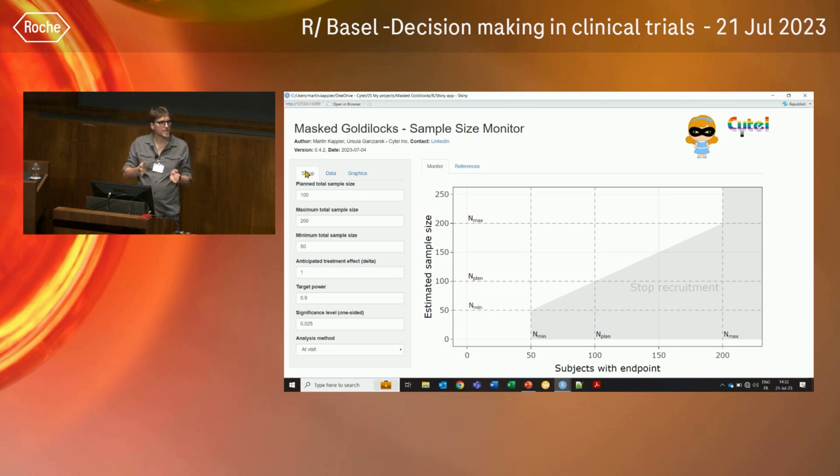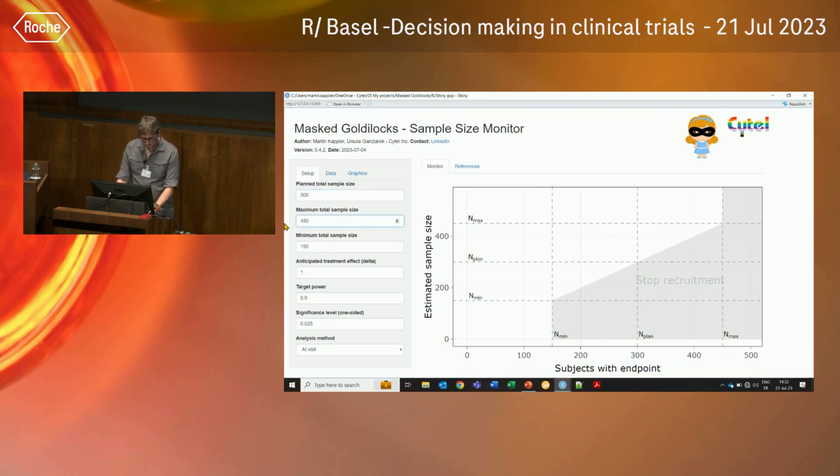Usually in a clinical trial, you would set a minimum sample size. Below that, you wouldn't stop, even if it seems that you have enough information. And you also specify a maximum sample size. So here I prepared a situation with a planned sample size of 300. Let's put the maximum sample size to 450, and then you see the monitor adapts.